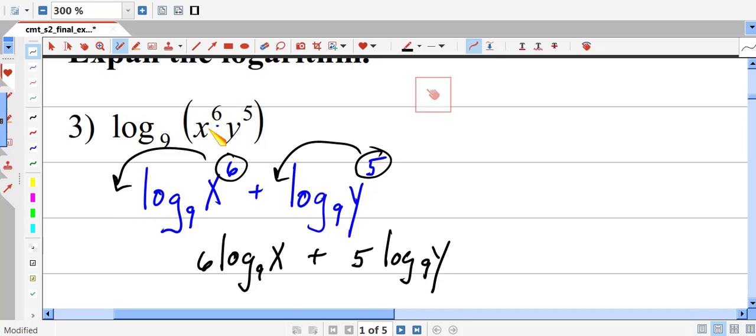Now, if this was division, it would become subtraction. So just keep that in mind. So that would be my answer.